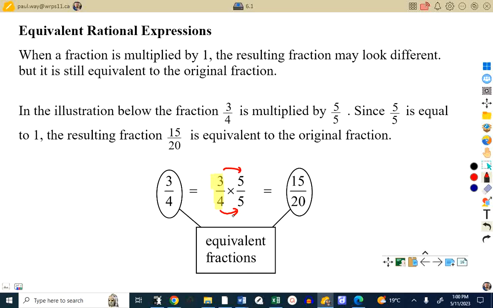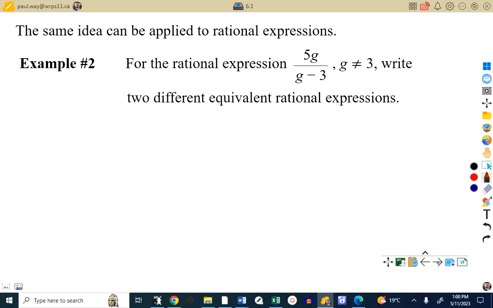Is 15 over 20 the same as 3/4? Well, it doesn't look the same, but it is the same, isn't it? 15 divided by 20 is 0.75. We've multiplied by 1, but we've got two different fractions, and we call those fractions equivalent fractions. If we extend this idea to rational expressions, we can do example 2.